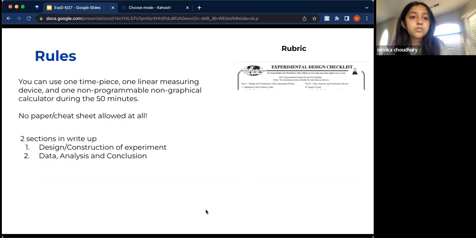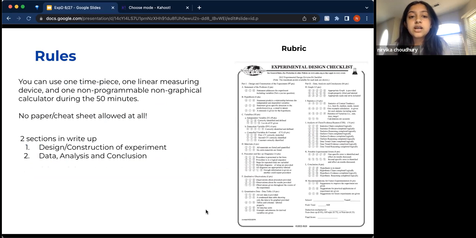Okay, so the rules. You can use one timepiece, one linear measuring device, and one non-programmable, non-graphical calculator during the 50 minutes. So you can use basically whatever measuring device you want, but other than that, you cannot use any more materials. You're not allowed to bring any paper or cheat sheet into the event.